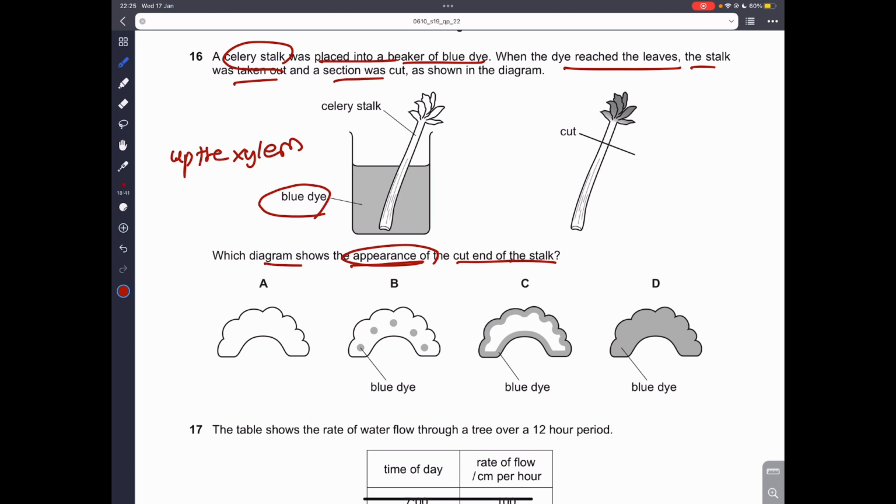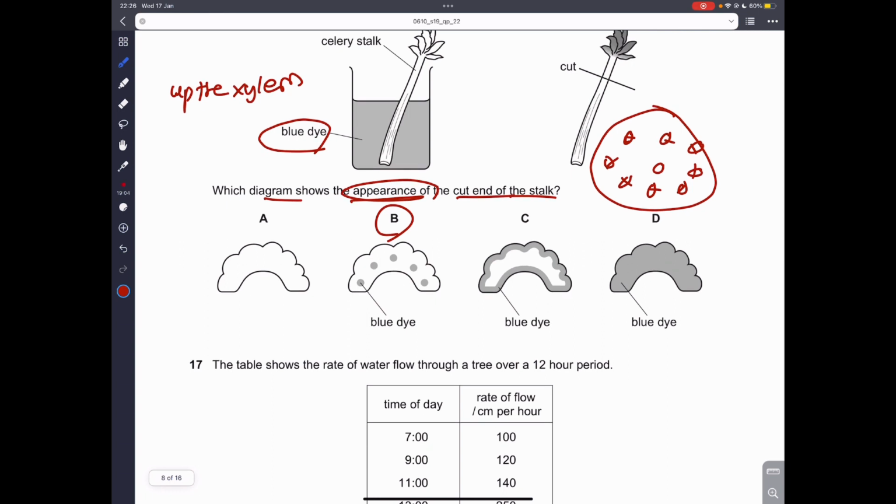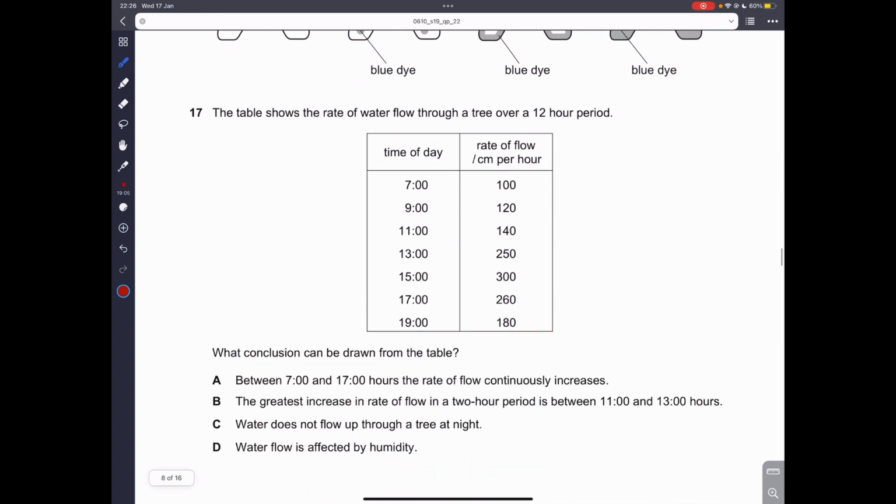So the xylem is actually going to look something like this. Right, this is the xylem and phloem. This is a picture that you have to be familiar with. This is the xylem. And when you cut it, you can see that the blue dye is inside the xylem, where water is transported. So B is definitely the correct answer.